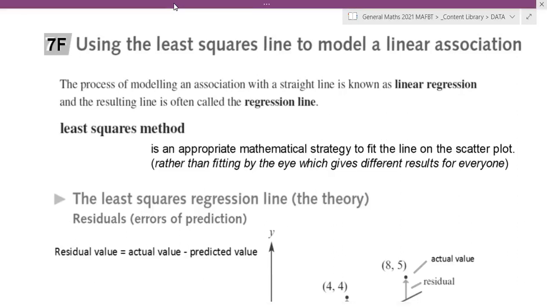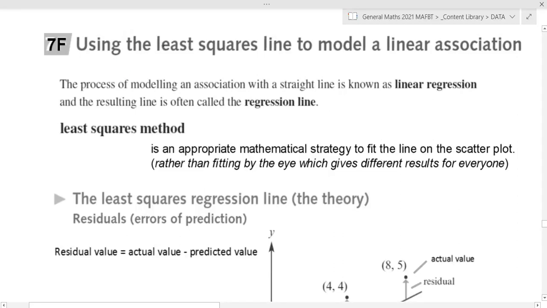Right, so the next chapter of our bivariate data unit is on 7F. And in this chapter, we're focusing on using the least square line to model a linear association. Now, this basically just means I'm creating a line in our scatter plot.